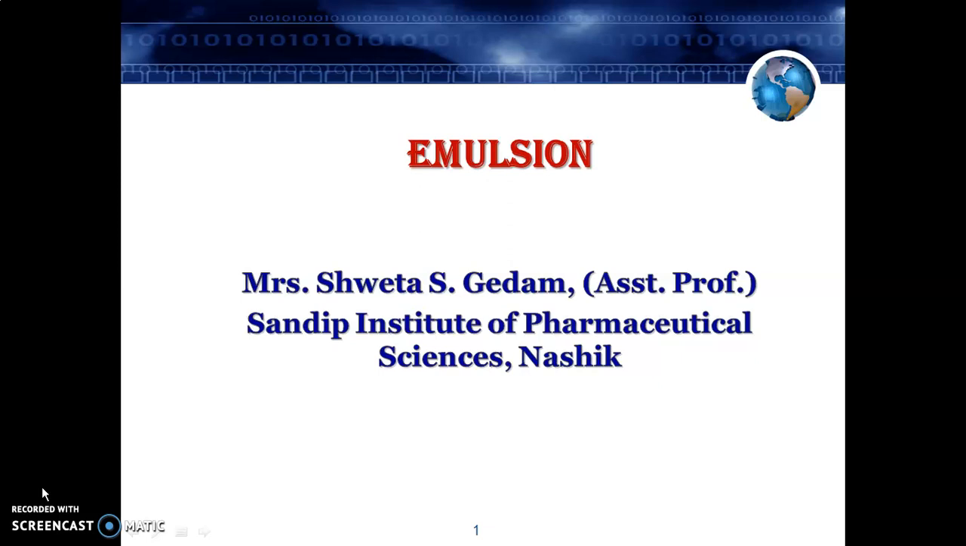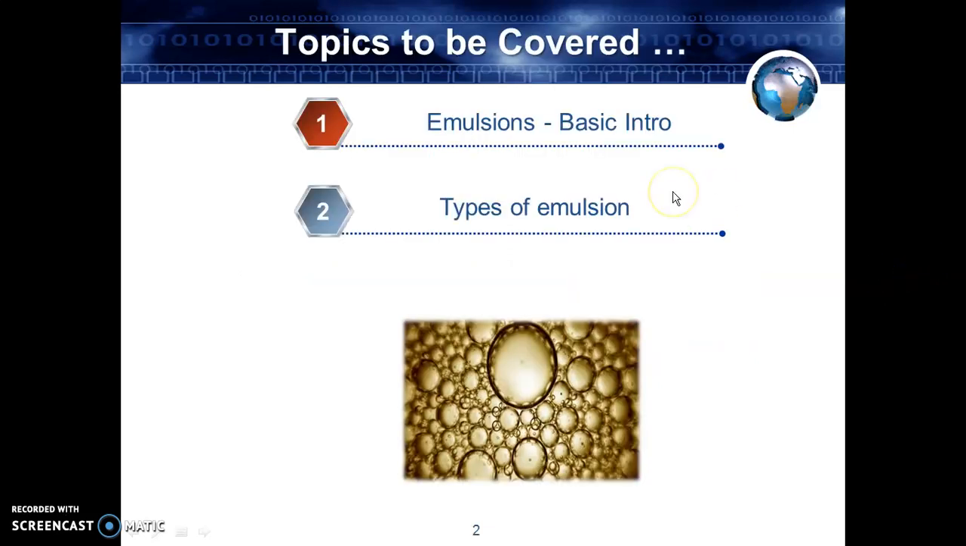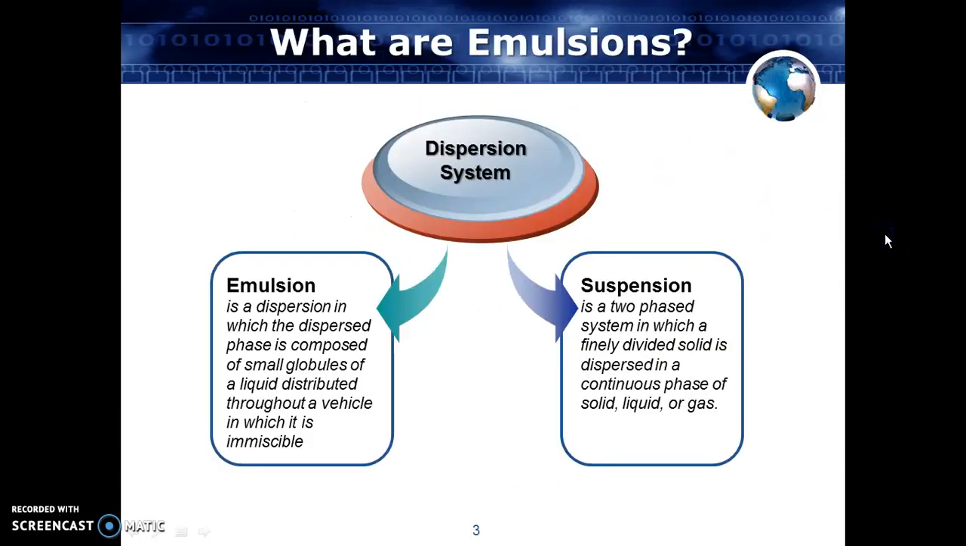Today, I am going to discuss emulsion. In emulsion, the basic introduction and types of emulsion we are going to discuss. Now, what are emulsions? Emulsions come under the disperse system. In a disperse system, there are two types of dosage form. One is emulsion, another one is suspension. Now, how are emulsions differentiated from suspension?